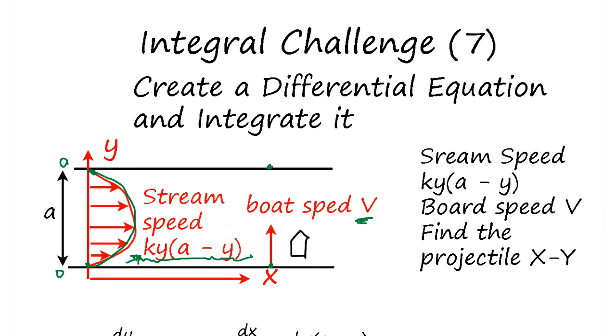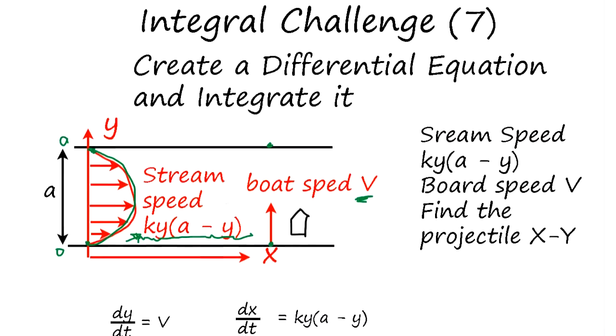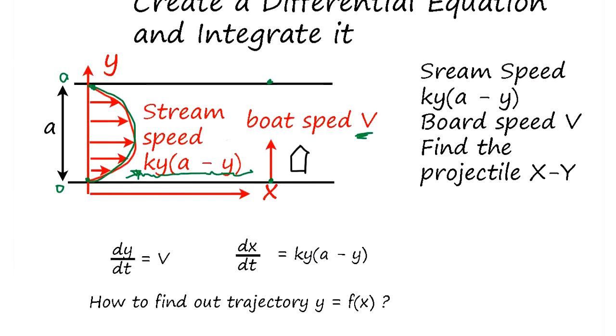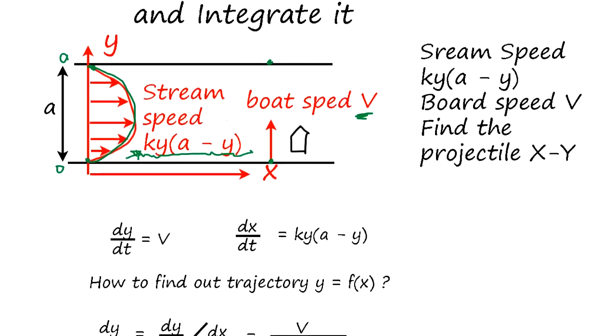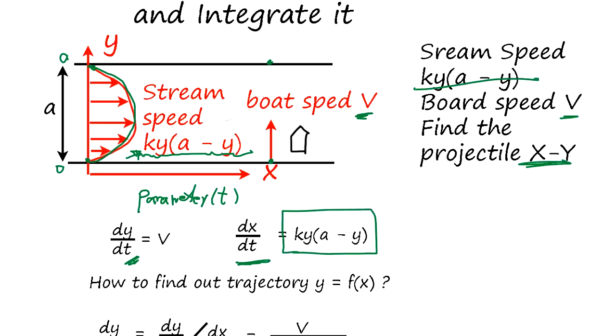So, projectile: how do we make a differential equation? That's the key. Once we get the differential equation, then we have to figure out how to integrate it. Stream speed is this, boat speed is v, projectile xy. Now the motion of the boat is a function of t, the parameter, the time factor here, and dx/dt is the stream. The stream is running at this speed, and the crossing speed is v.